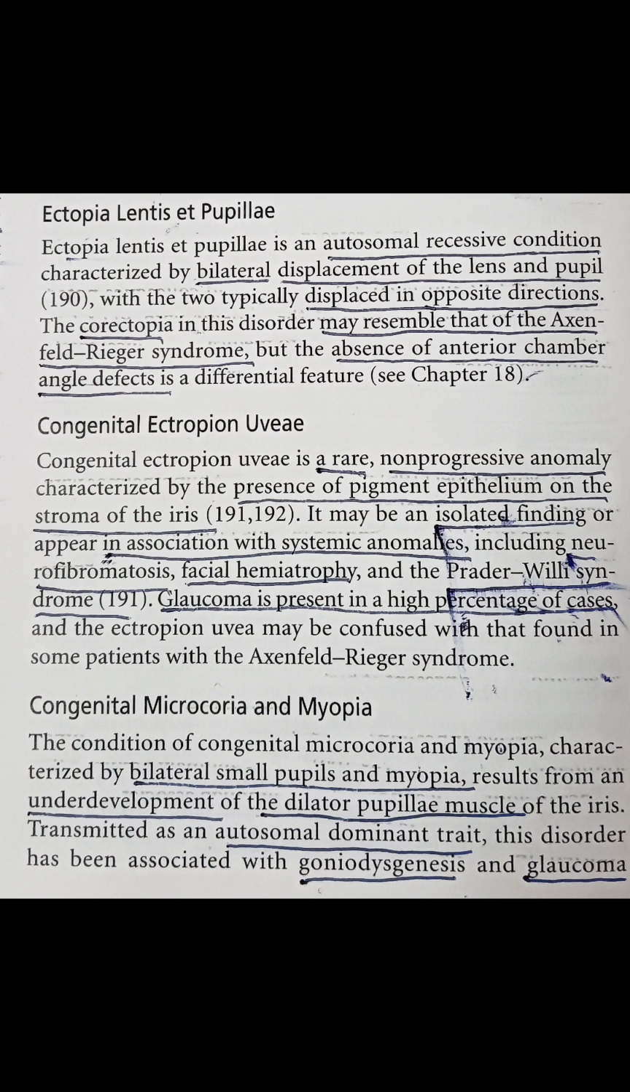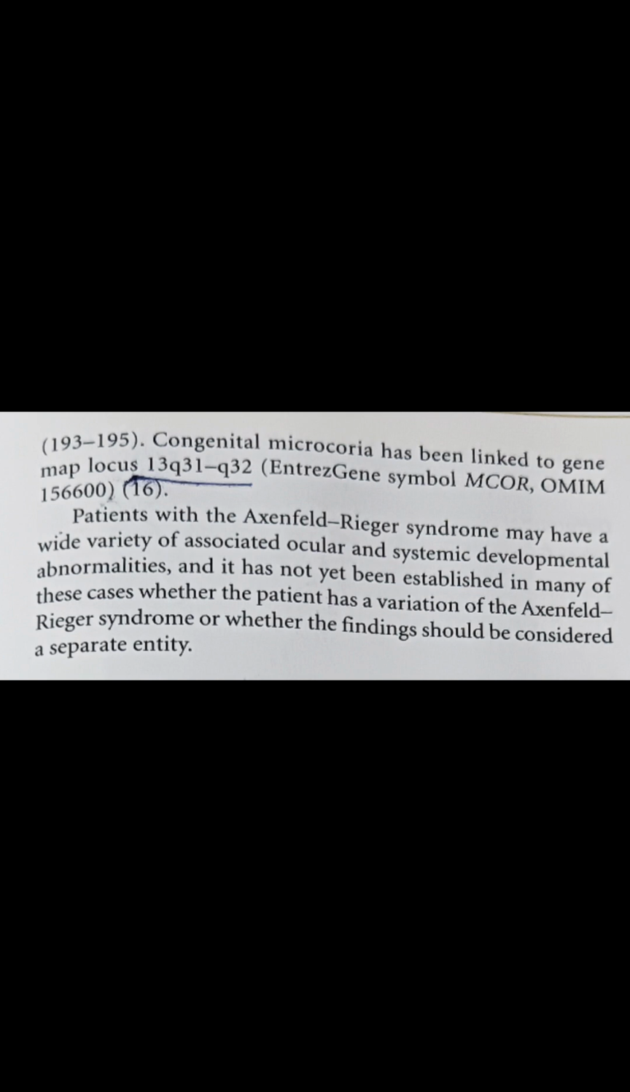The ninth differential diagnosis of Axenfeld-Rieger syndrome is congenital microcoria and myopia. The condition of congenital microcoria and myopia, characterized by bilateral small pupils and myopia, results from an underdevelopment of the dilator pupillae muscle of the iris. Transmitted as an autosomal dominant trait, this disorder has been associated with goniodysgenesis and glaucoma. Congenital microcoria has been linked to gene map locus 13q31-q32, gene symbol MCOR, OMIM 156600.